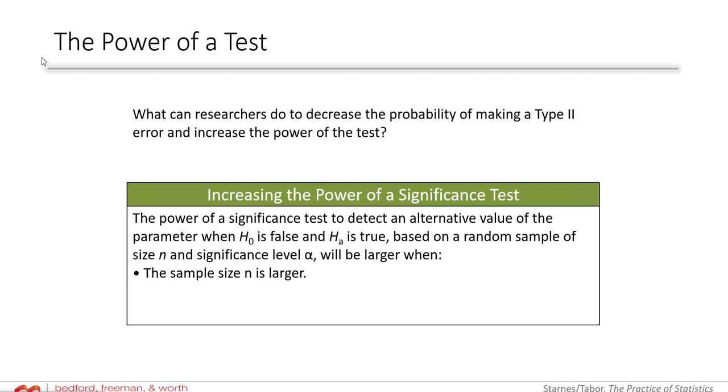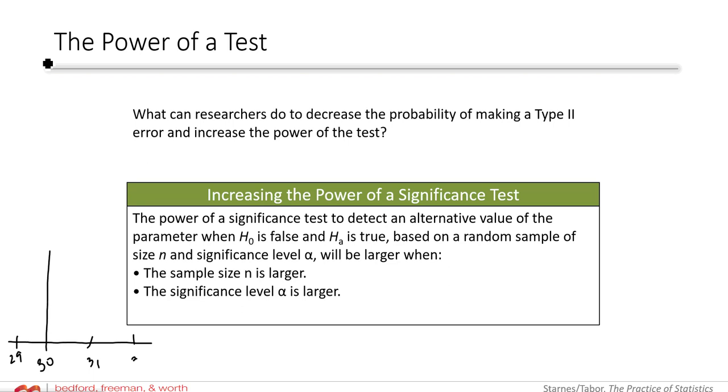Okay, another way to increase the power of a test is to increase my alpha level. So in other words, let me draw this quick picture again. So if this is my number line, 29, 30, 31, 32, these are all X bar values. So my sampling distribution, I'm assuming it's this black one, but in reality, it's this red one, right?